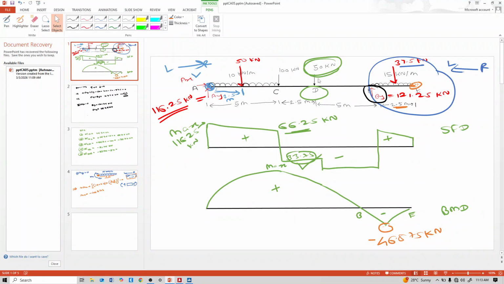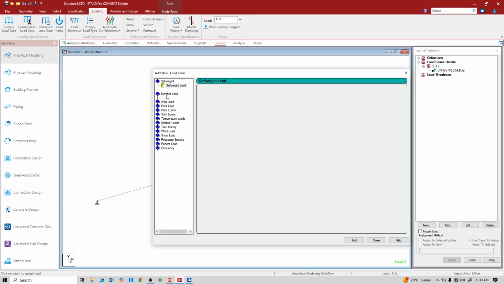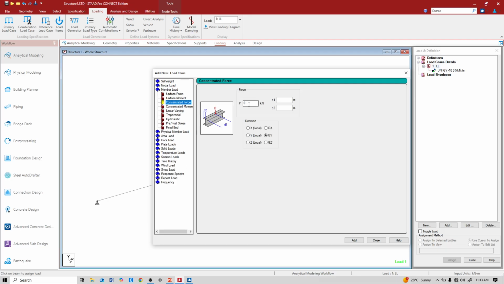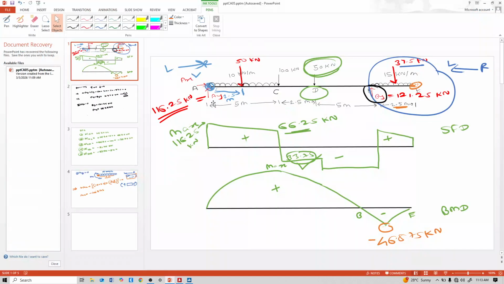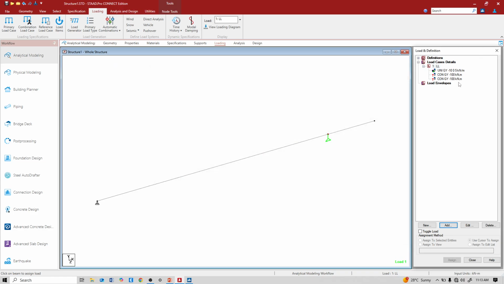So next is 100 kN load at point C. Again add, click on live load, add member load, click on concentrated force, minus 100 kN, add, but minus 100 where the distance is 5 meter. See here, 5 meter from A. Add, close, use cursor to assign this.